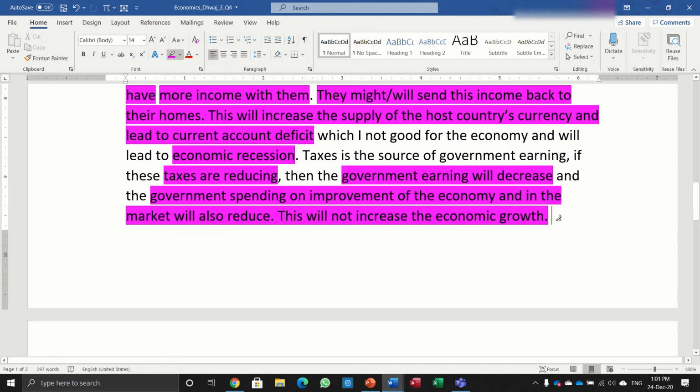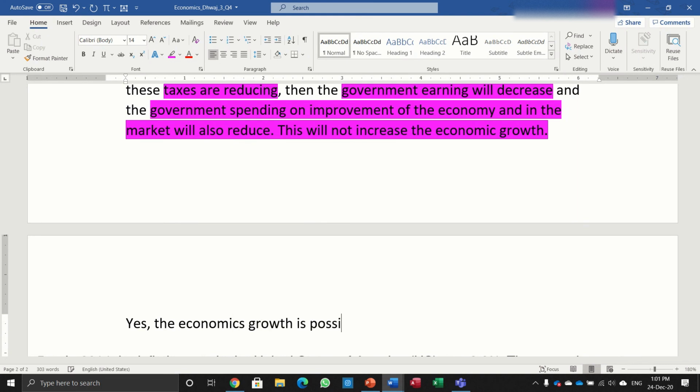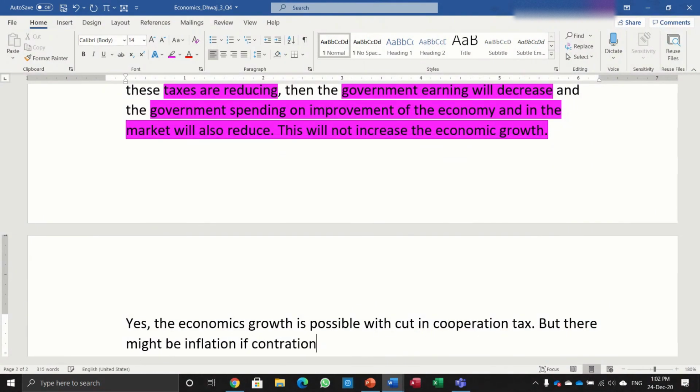Let's write it together. I have not written it because I wanted to write it together. Yes, the economic growth is possible with cut in corporation tax, but there might be inflation if contractionary policies are not imposed in the country. Oh god, my spellings. All right, this is my conclusion.